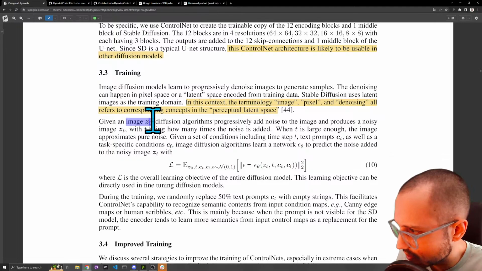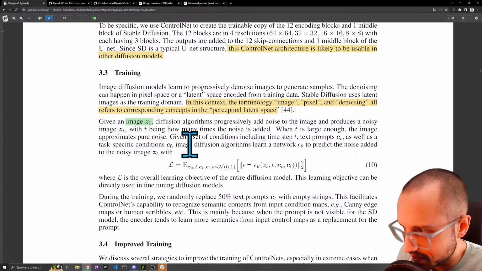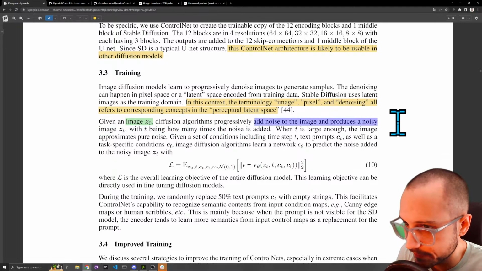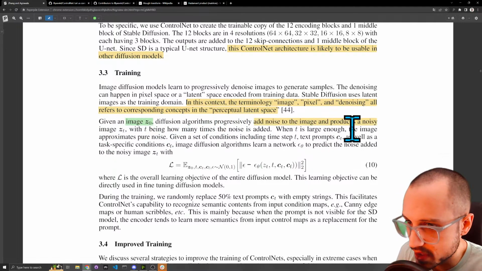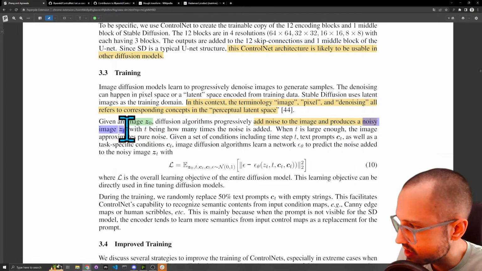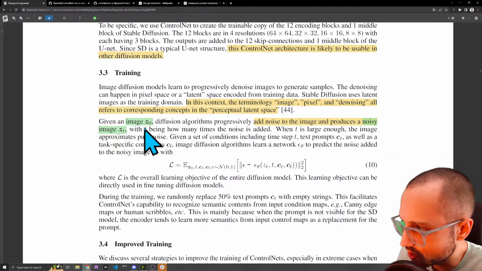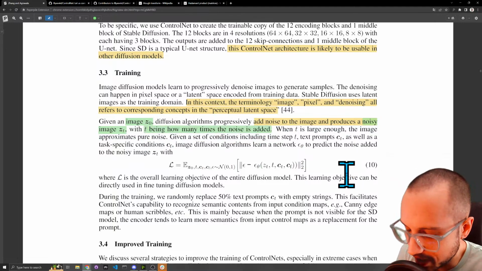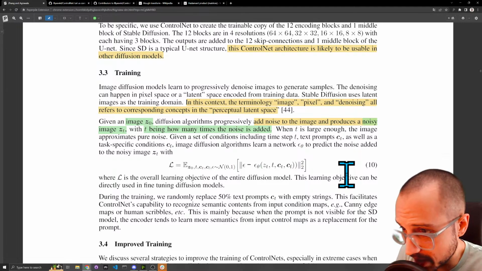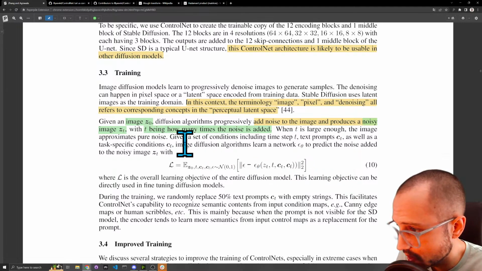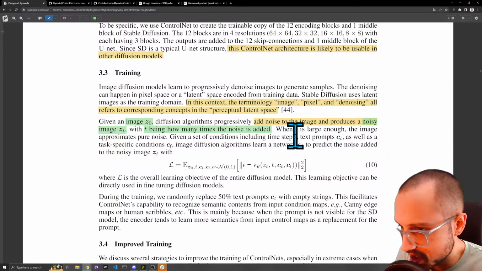Okay, so they start with an image Z0. This is not an image, right? It's a latent. Diffusion algorithms progressively add noise to the image and produce a noisy image. And then T being how many times the noise is added, right? So T is your time, and it ends up being how many inference steps you're going to perform as part of your diffusion process. Given a set of conditions including time step T, the text prompt CT, as well as task-specific CF, image diffusion algorithms learn a network to predict the noise.